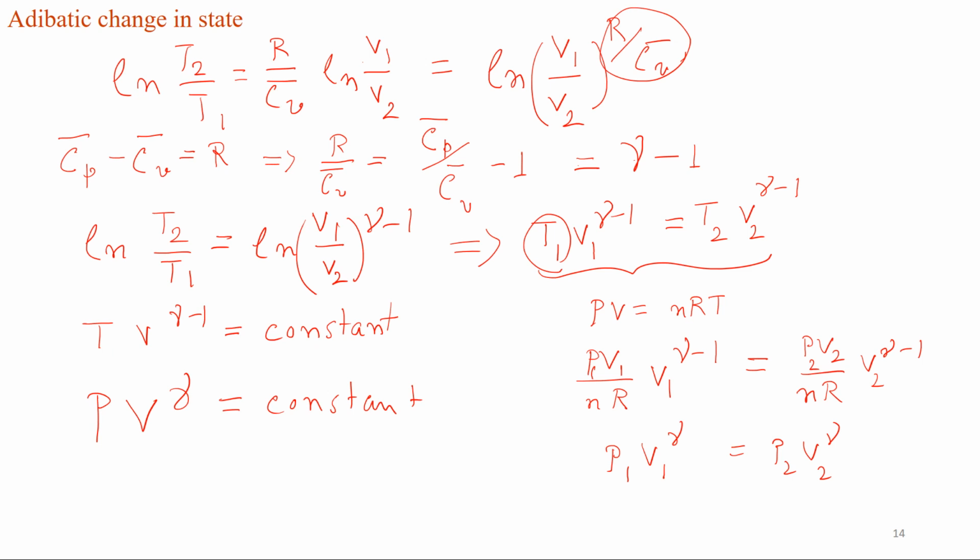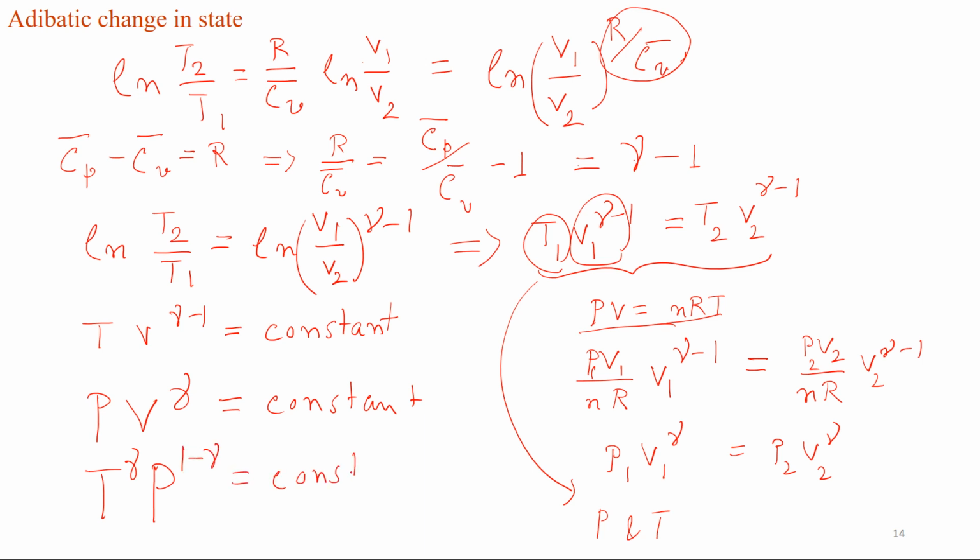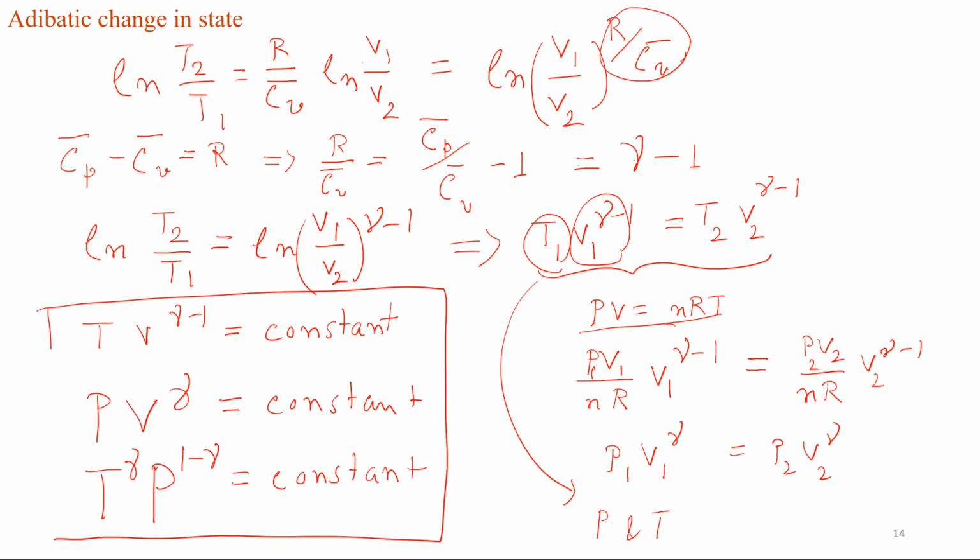for an adiabatic change. Similarly, we can get a relationship between pressure and temperature. You can just substitute the V in this equation by nRT divided by P using the ideal gas law, and you can show that then we'll get T to the power gamma, P to the power 1 minus gamma is constant. So these are the relationships for an adiabatic change.